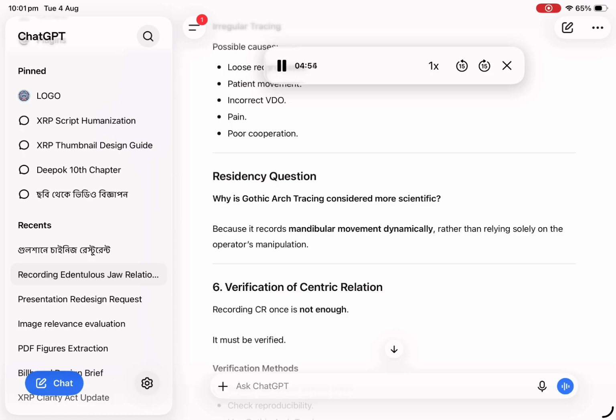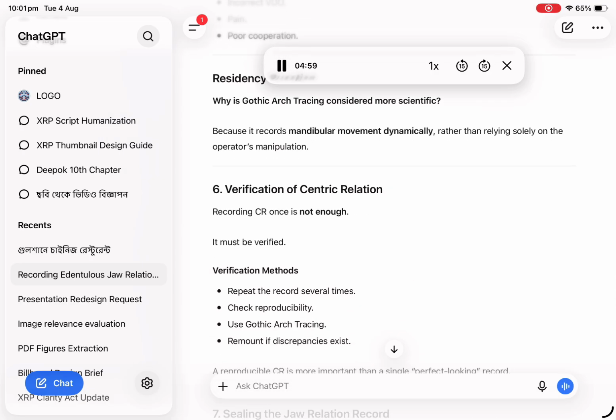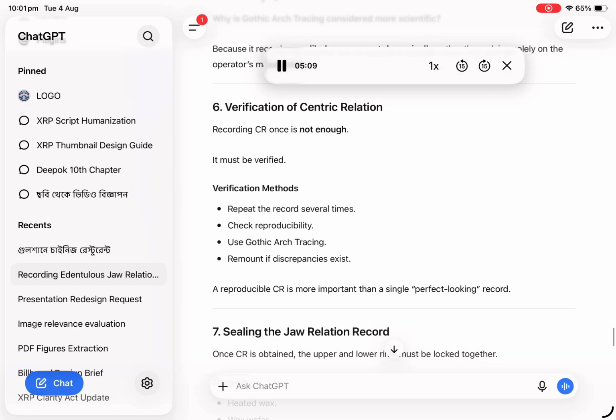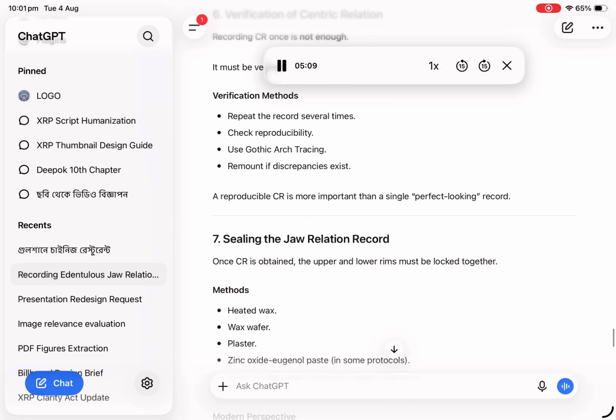Number 6. Verification of centric relation. Recording CR once is not enough. It must be verified. Verification methods: repeat the record several times. Check reproducibility. Use Gothic arch tracing. Remount if discrepancies exist. A reproducible CR is more important than a single perfect-looking record.